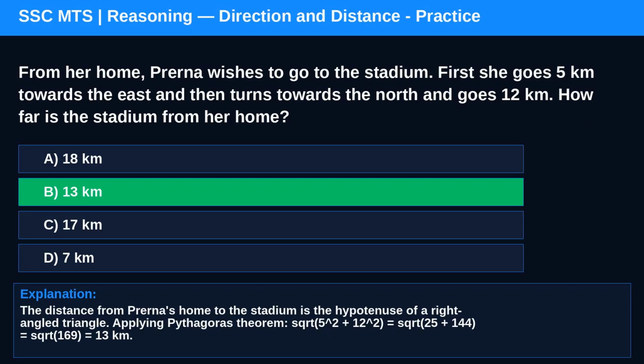Correct answer is B. The distance from Priyana's home to the stadium is the hypotenuse of a right-angled triangle. Applying Pythagoras theorem, SQRT of 5 squared plus 12 squared equals SQRT of 25 plus 144 equals SQRT 169 equals 13 km.